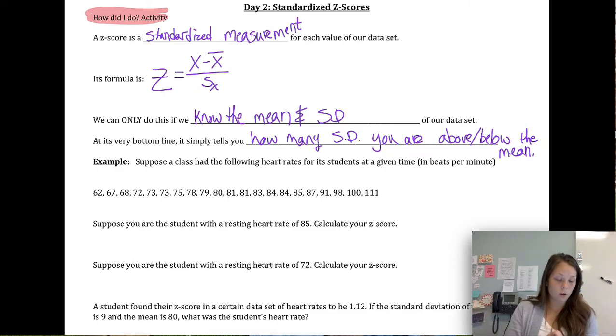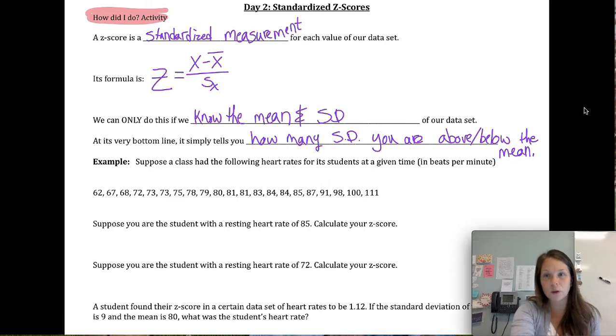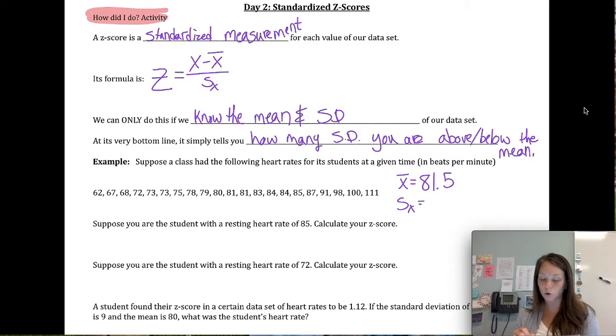So, for the sake of time and this being a video, I'm going to give you x bar and s sub x. So if you calculated this on your own, it should match my same numbers. But x bar, or our average or mean of this data, is 81.5. S sub x, or the standard deviation of this data, is 11.9. So now we're going to go through and calculate each of these z-scores.